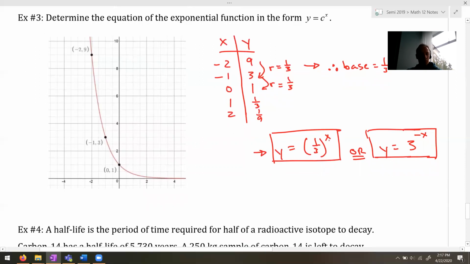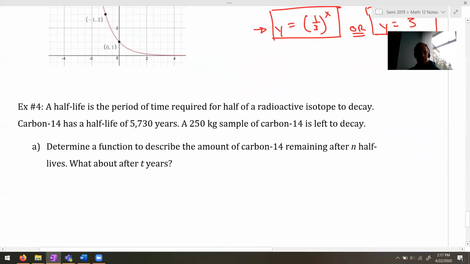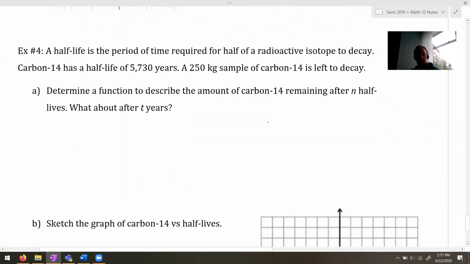Whenever we get an equation, you might take a second to double check the answers. So for 0 and 1, 1/3 to the power of 0 is 1, 1/3 to the power of 1 is 1/3, 1/3 to the power of 2 will be 1/9. Yeah, sort of checks out. Okay, good. Moving on.